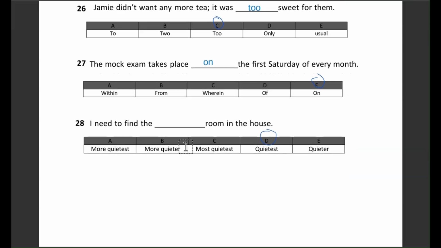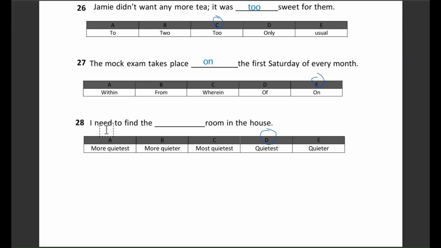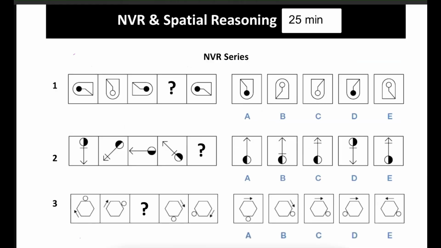Finally, for this section, question 28. I need to find the blank room in the house. The options are A, more quietest, B, more quieter, C, most quietest, D, quietest, and E, quieter. The right answer is D, quietest. Quietest is the way we say that a place is the most quiet. We don't need to say more or most with quietest. That would be wrong.